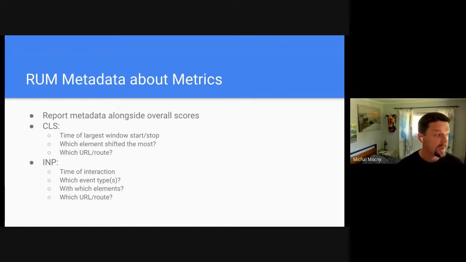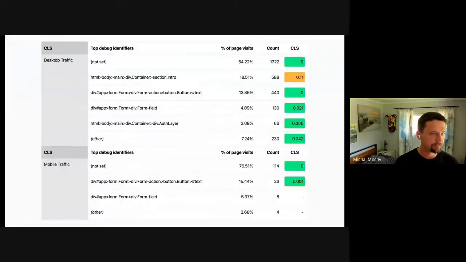Which specific URL or route was the user on when that happened? And then for INP, the time of the interaction, which event was it, a tap, was it keyboard? Which specific key was it? What element was being interacted with? And again, which URL and route? All of this metadata is very, very useful.